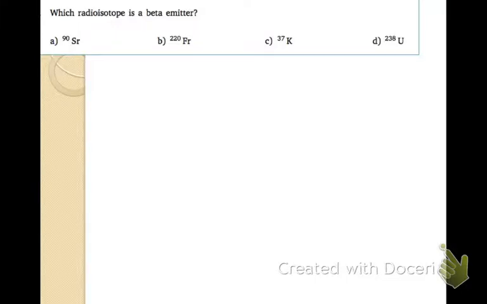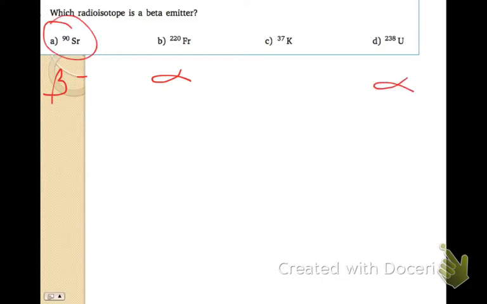Which radioisotope is a beta emitter? Now, how will you know which one each one of these are? There's no way to memorize it, so of course, go ahead and check Table N. I want you to check Table N right now. Go ahead and pause me. Using Table N, you should see that 90 strontium is a beta emitter. 220 francium is alpha. 37K or potassium, we weren't there, and then we have another alpha particle, so A is your correct answer.